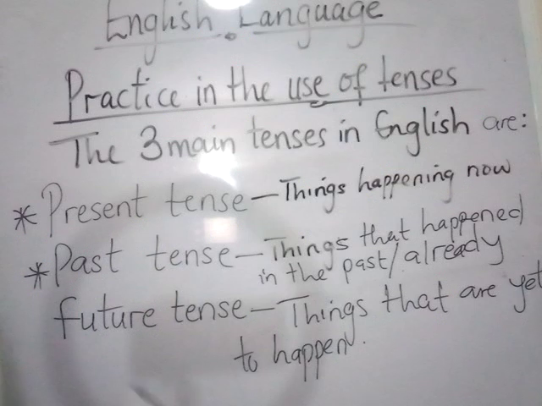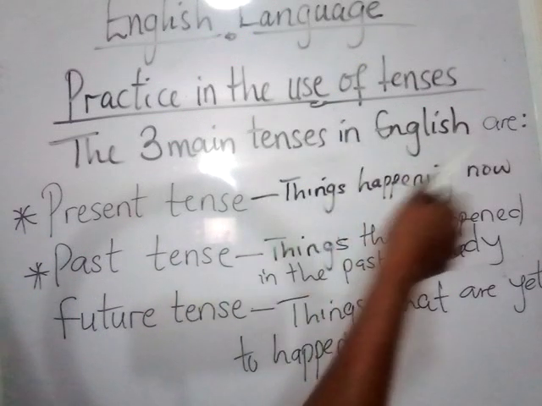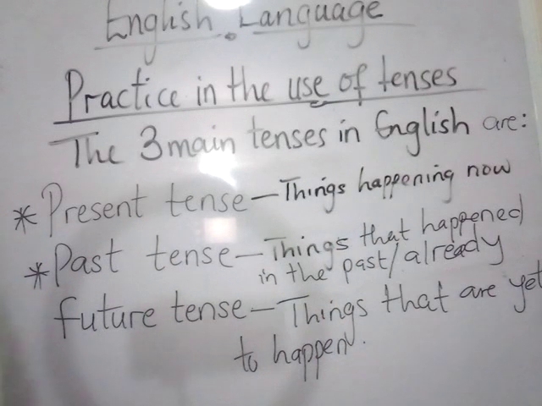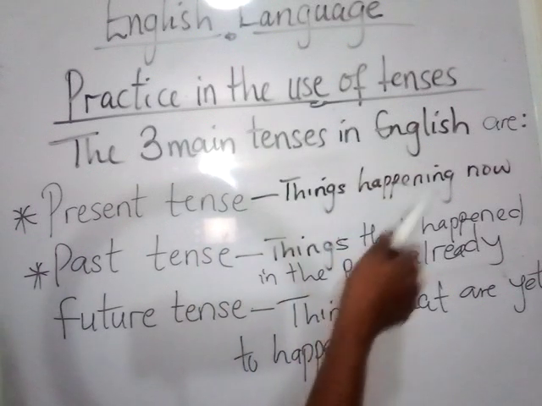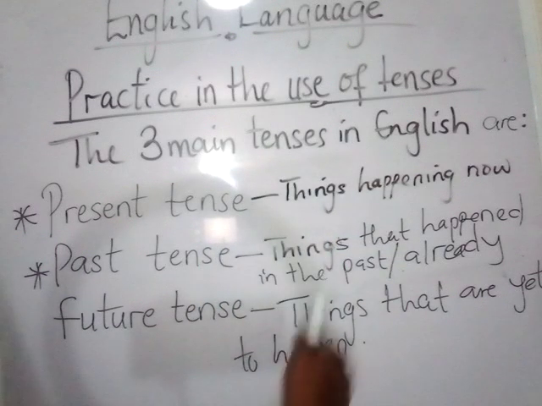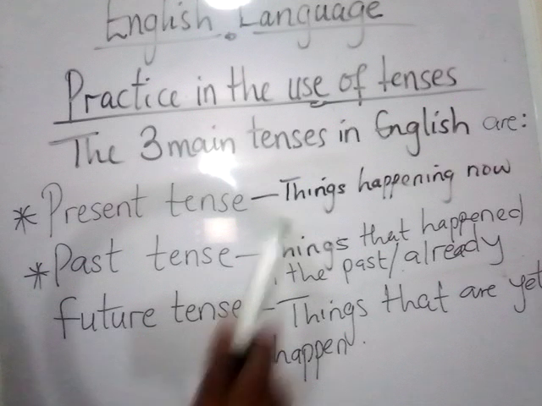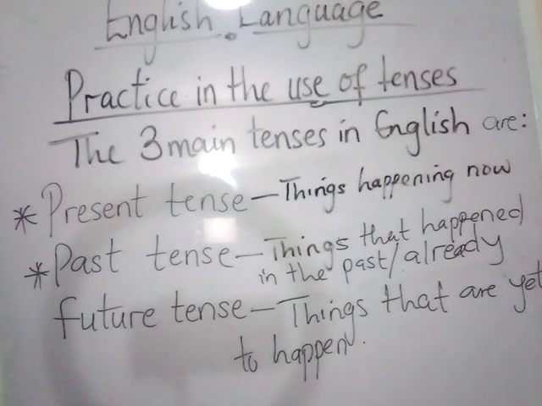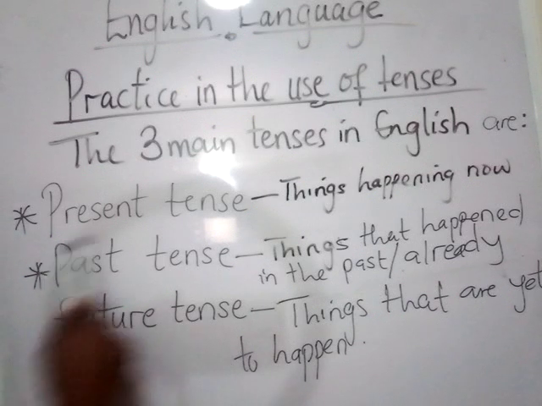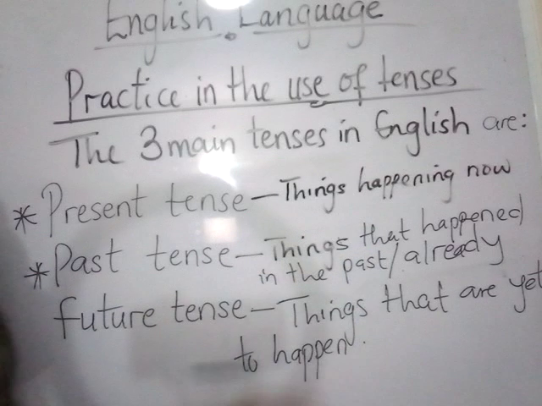Or the habitual one I told you of, which is, I go to school every day. The past tense is, yesterday I went to school, or last week I went to school. And then the future tense will be, tomorrow I will go to school. We're going to look at all these examples in detail, but I just wrote all these things down to help you.